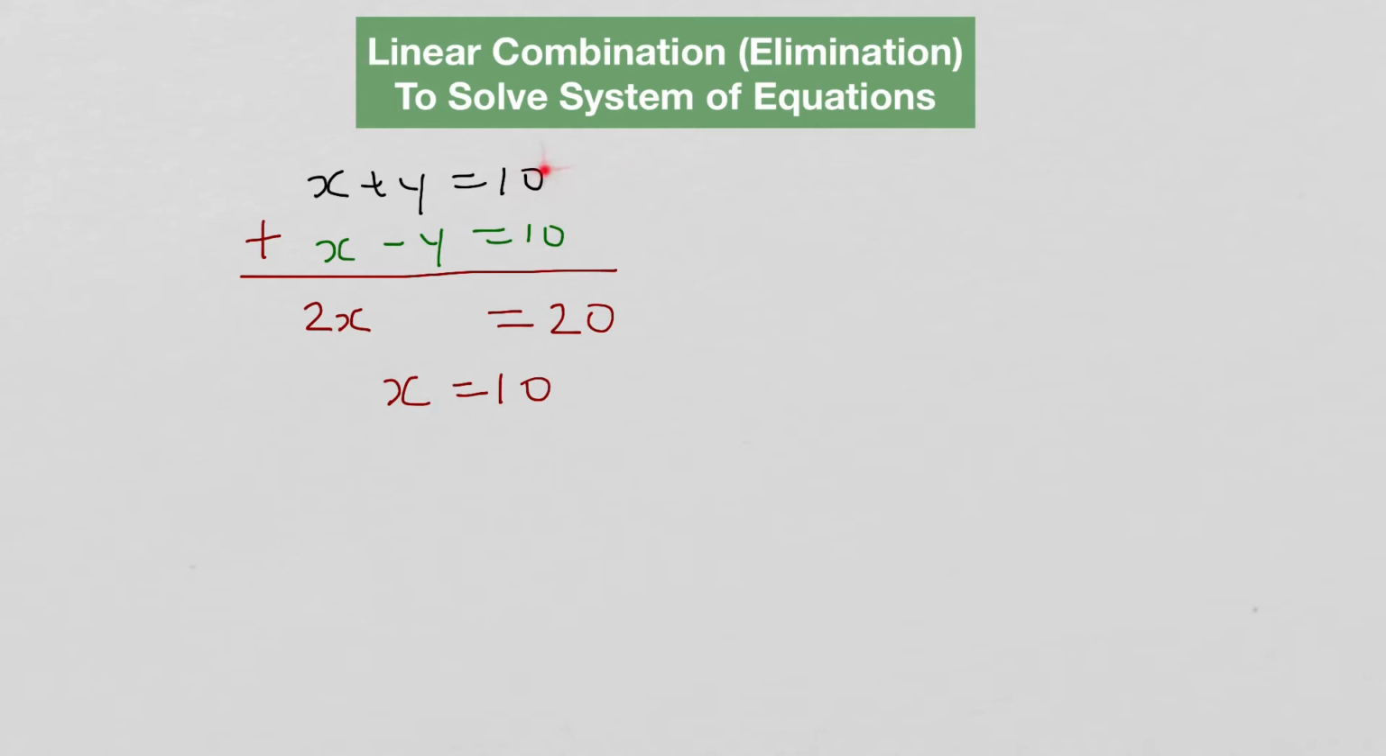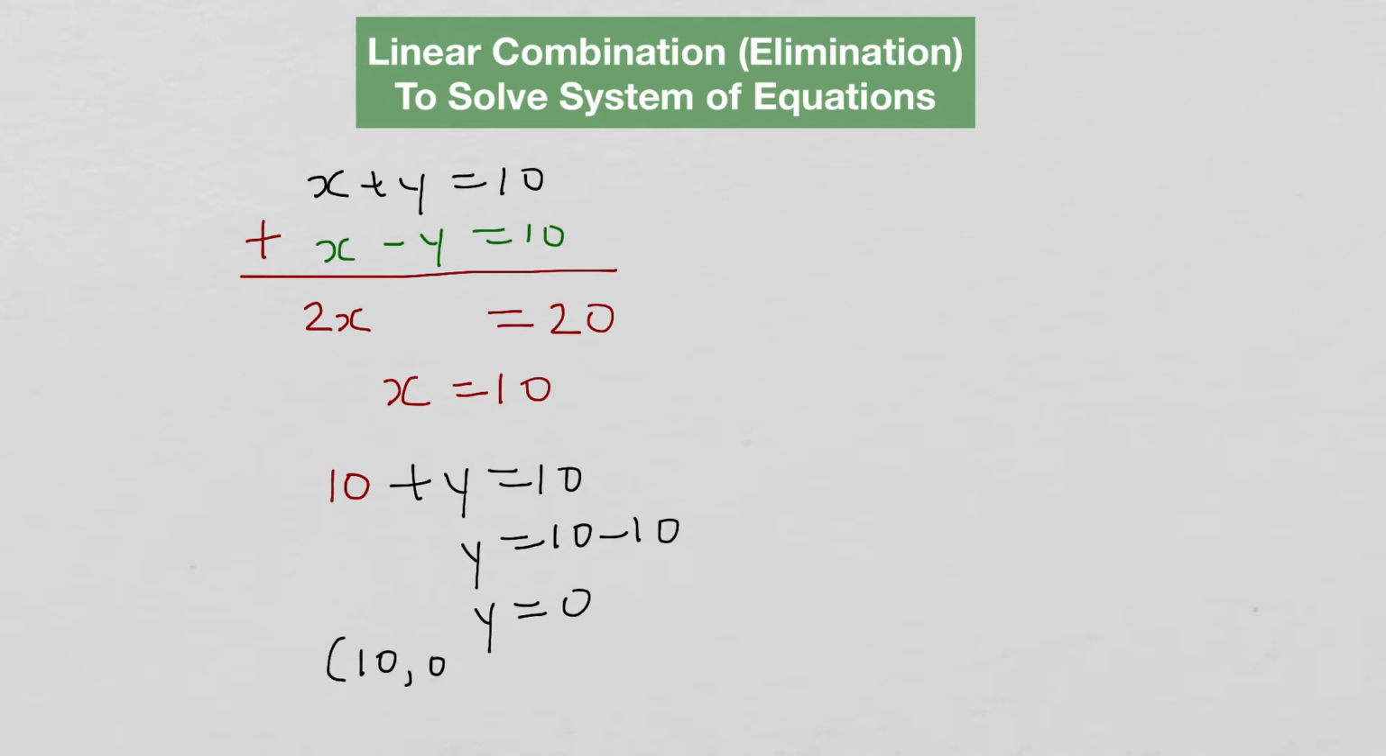So let's just pick the first one. Since x is equal to 10, we're going to write 10 plus y is equal to 10. Solving for y, we move the 10 to the other side of the equation by subtracting 10 from both sides, and we get y is equal to 10 minus 10, or y is equal to 0. So then our solution is now (10, 0).